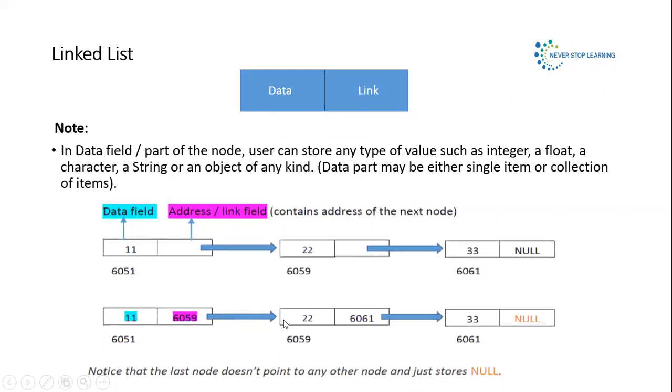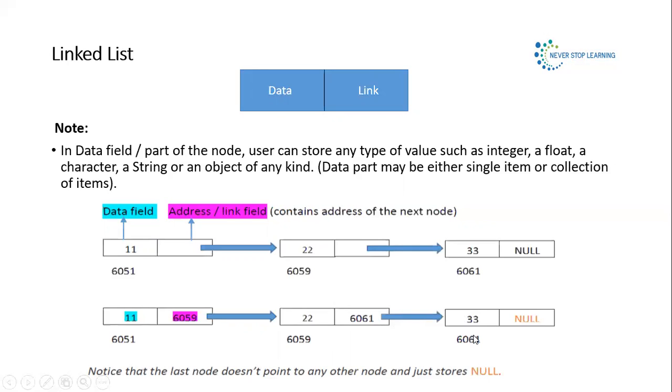That means a link is established from this place to this place, this node to this node. For the second node, this is the address. So 22 is the data value, 6061 is the address of the next node. For this node, the value or data part is 33.